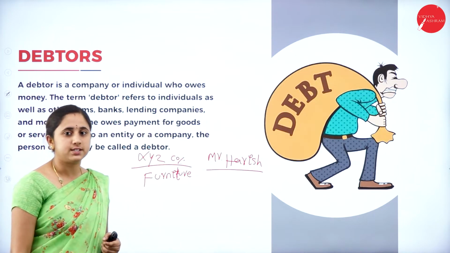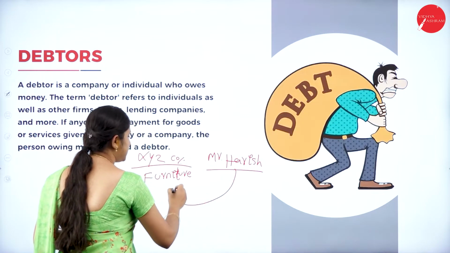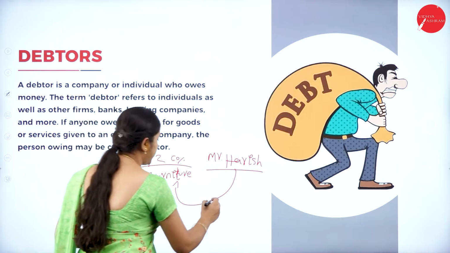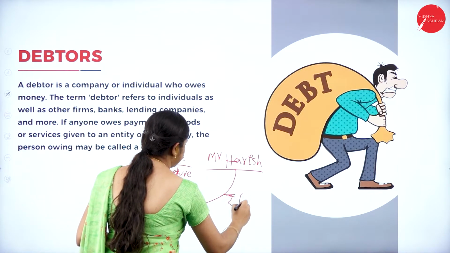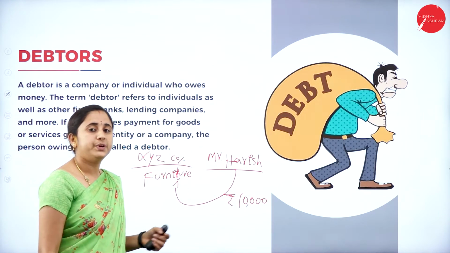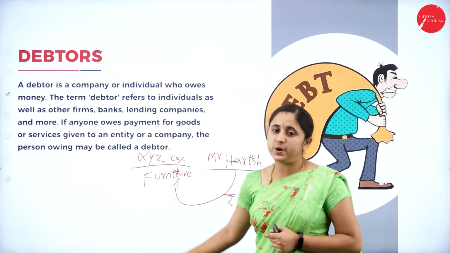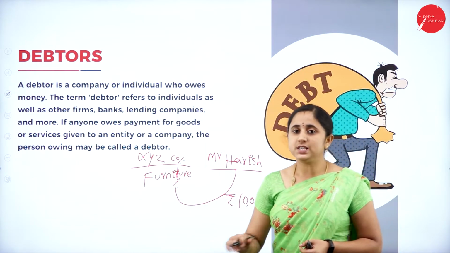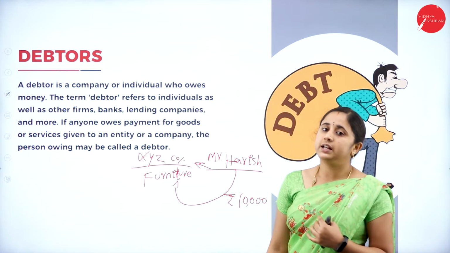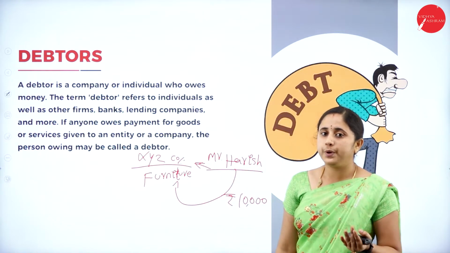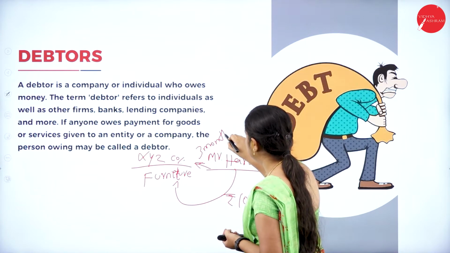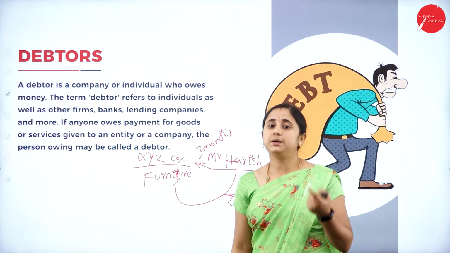Mr. Harish is a customer who purchased furniture from the XYZ company for rupees 10,000. At the time of purchase, Harish is not going to pay the money to XYZ company. He takes some time, saying that I'm going to pay you in 3 months. So, he takes 3 months' time to pay the money.